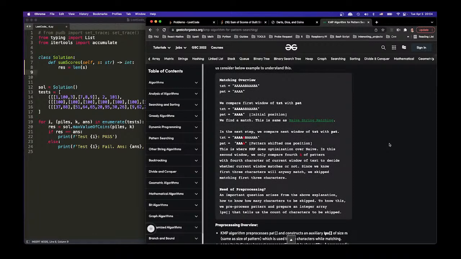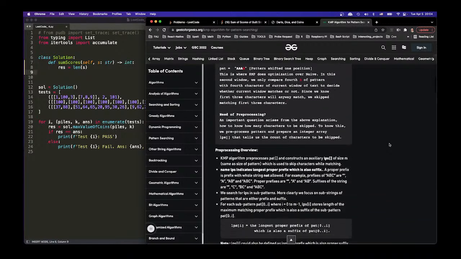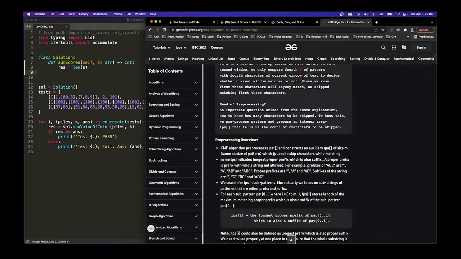How many characters are to be skipped? We pre-process the pattern and construct an auxiliary LPS array of size m, the same size as the pattern, which is used to skip characters.